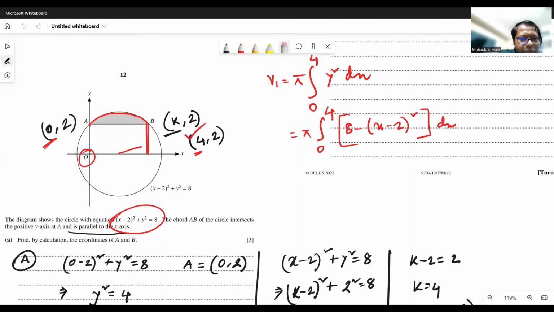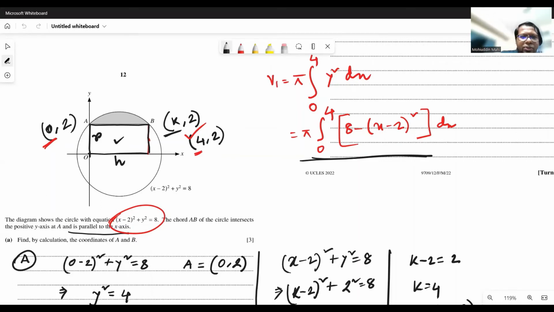Now think about it. If we only rotate this unshaded rectangle around the x-axis, it will form a cylinder. And the radius of that cylinder will be OA, and the height of that cylinder will be AB. This will be the height. So from the volume V1, if we subtract the volume of that cylinder, then we will get the volume that is asked in question B.